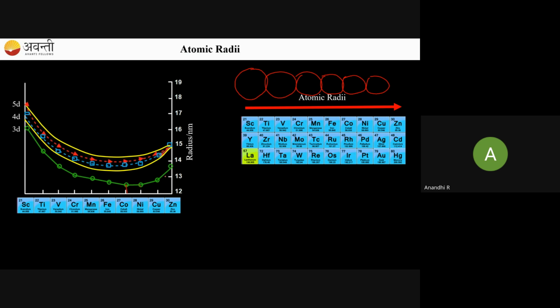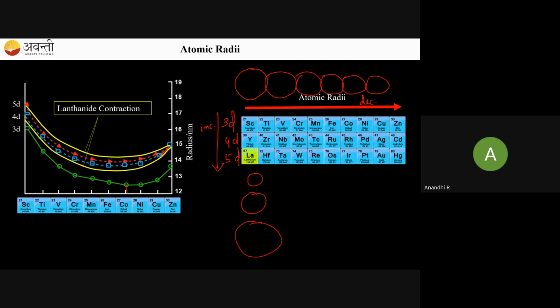And for 4D and 5D element series, you see 4D and 5D are maintaining the same value. The values of the size are very similar. So this is your 3D, this is 4D, and this is 5D, right? Left to right, size decreases. Moving from top to bottom, the size should increase, right? So if 3D is like this, 4D should be bigger than 3D and 5D should be still bigger than 4D. So this is the trend we are expecting.